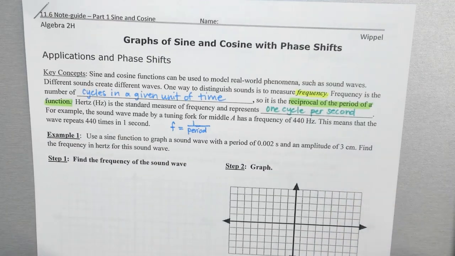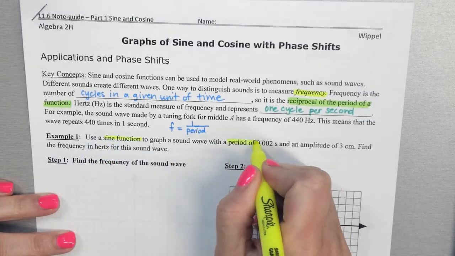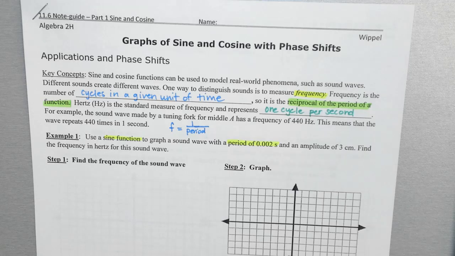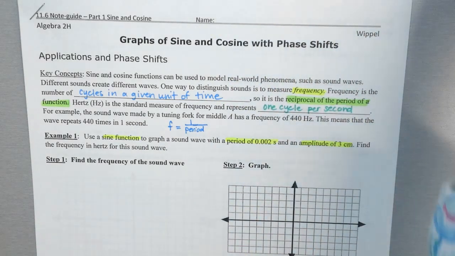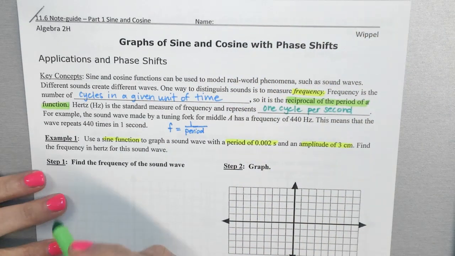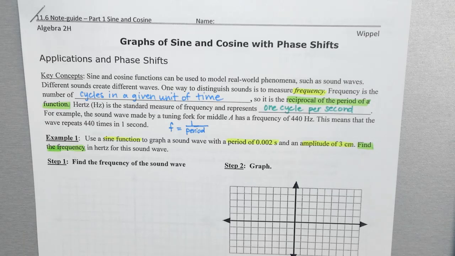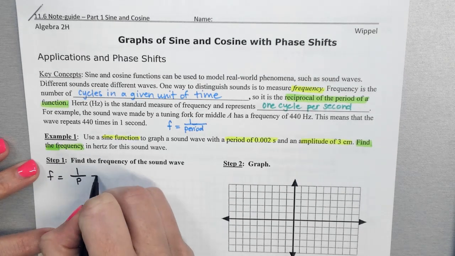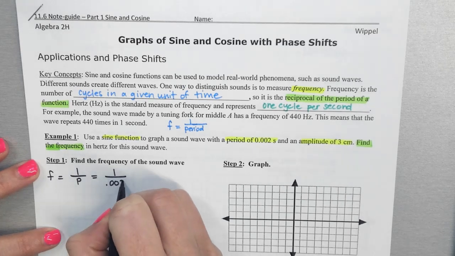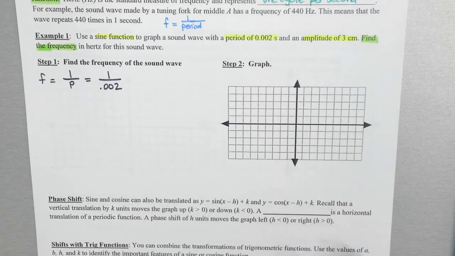In example 1, it says use a sine function to graph a sound wave with a period of 0.002 seconds and an amplitude of 3 centimeters. And then we're going to have to find the frequency in hertz of the sound wave. The first thing we're going to do here is find the frequency. If it's 1 over the period, we're given the period, and we're going to simplify this without our calculator. So we're going to do a full no calculator unit here.